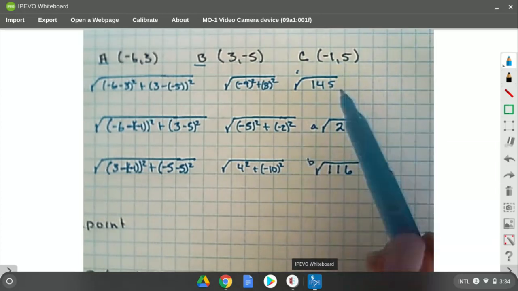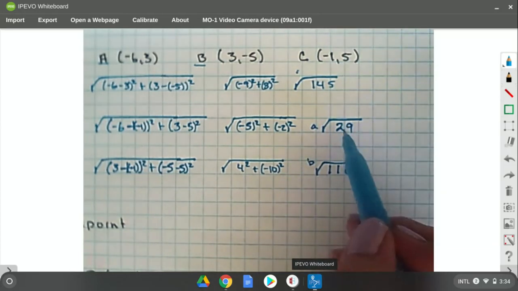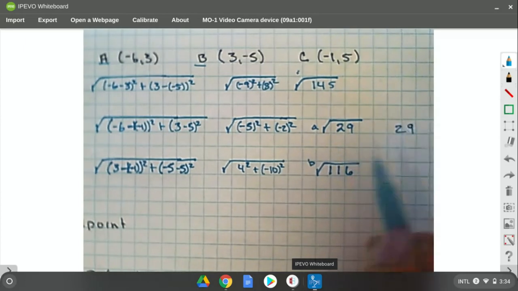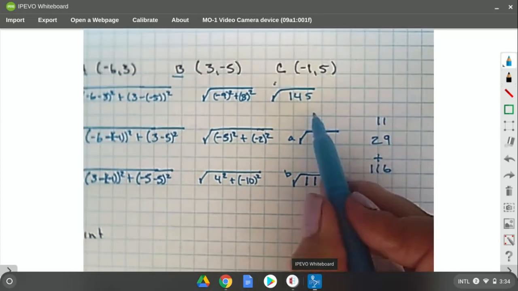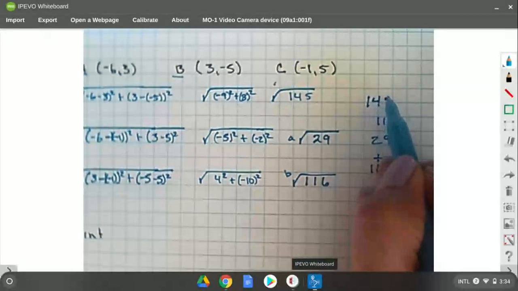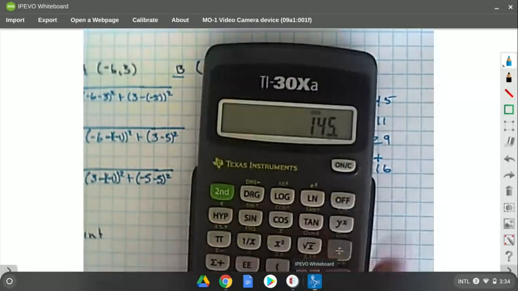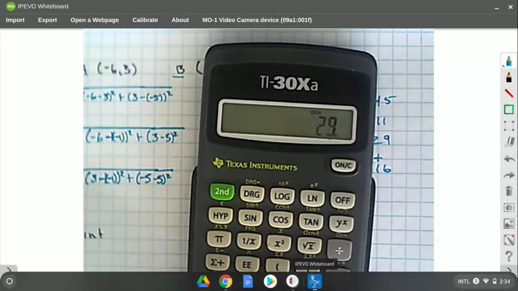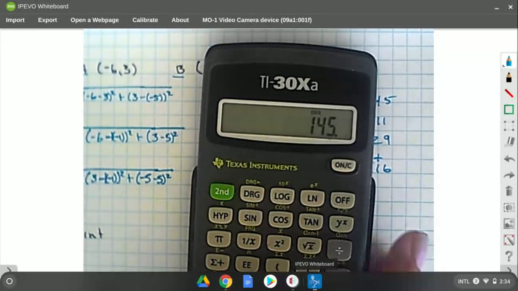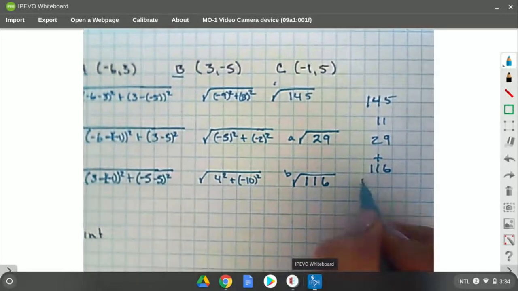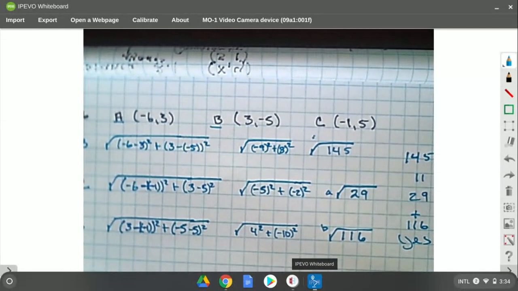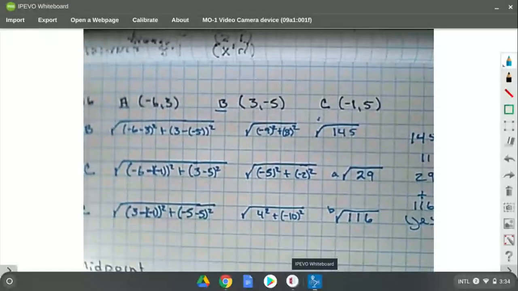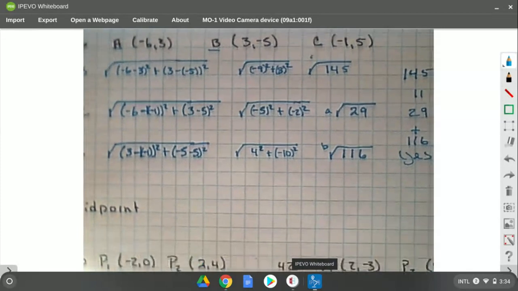So here are my two smaller ones. This is my A, this is my B. And remember, if I say A squared, that's just going to be 29. If I say B squared, that's going to be 116. Now, will 29 plus 116 equal 145? Let's see. 29 plus 116 does equal 145. So again, what is my answer? Yes. These 3 points plotted on a graph and connected would make a right triangle.